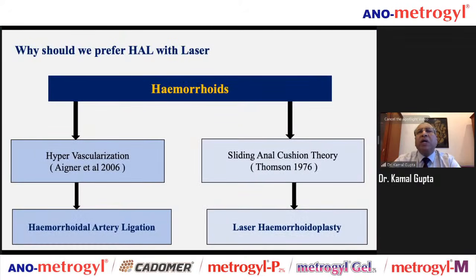So why do we prefer Hall with laser? Well, two etiologies are taken care of. The hypervascularization theory, which was given by Eigner in 2006, that is taken care of by hemorrhoidal artery ligation, and the sliding anal cushion theory by Thompson, that was given in 1976, that is taken care of by laser hemorrhoidoplasty.